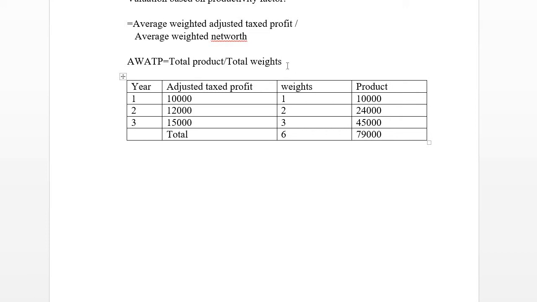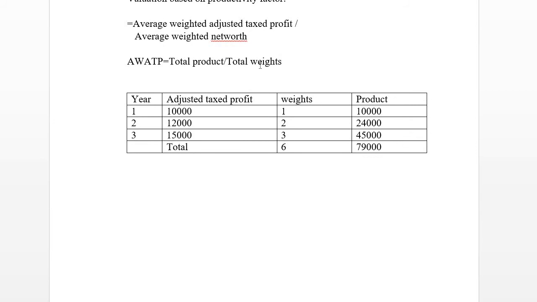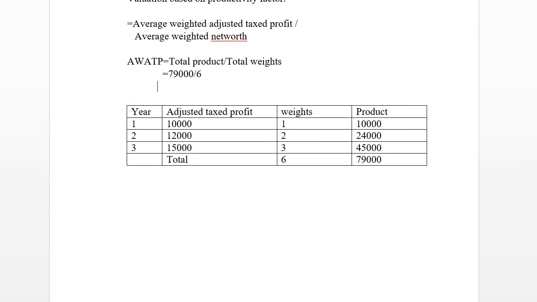Therefore, once after completing this, we are going to substitute it here. The average weighted adjusted tax profit is equal to the total product divided by the total weights. The total product is 79,000 and the total weights are 6, right? Therefore 79,000 divided by 6 is equal to 13,160. We can make it as 67, right?